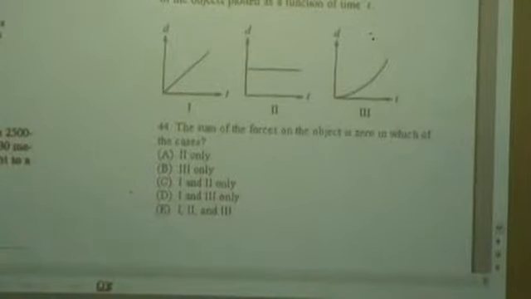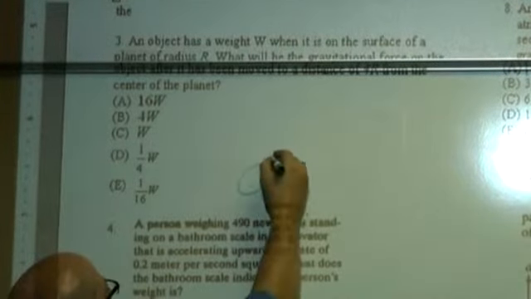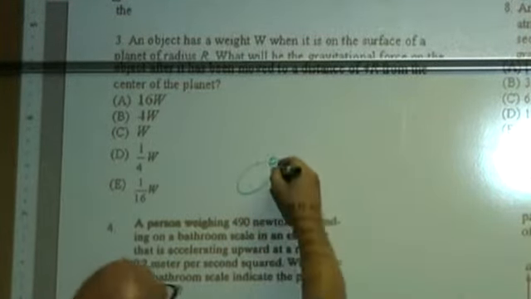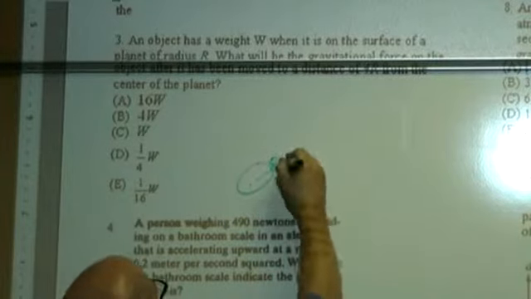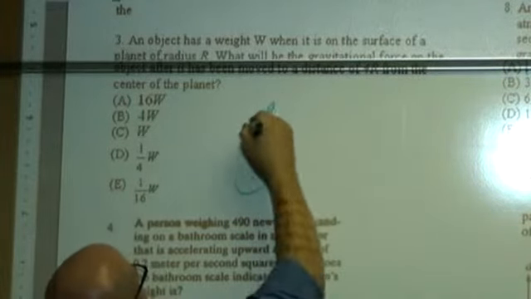All right, number 3. Number 3, object of weight W on the surface of a planet, blah, blah, blah. What is the gravitational force on the object after it has been moved a distance 4r away? So you've got an object sitting on the planet, and then you move it from R all the way out to 4r. And what happens to the gravitational force?